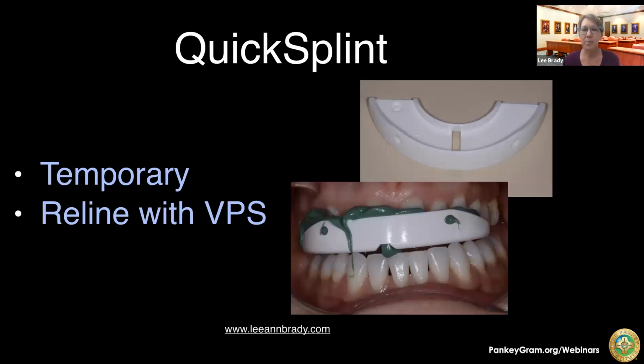And so the temporary appliance I use in my practice is a quick splint, again, designed by Brad Eli. So you know I don't get anything from quick splint.